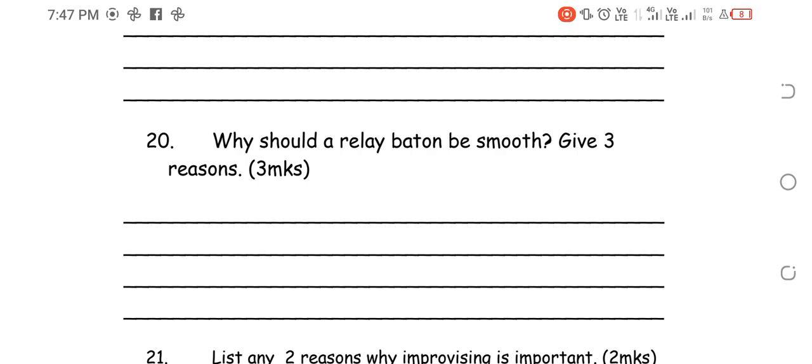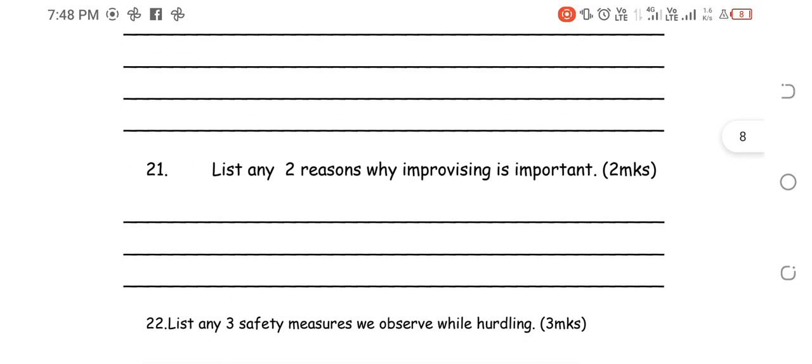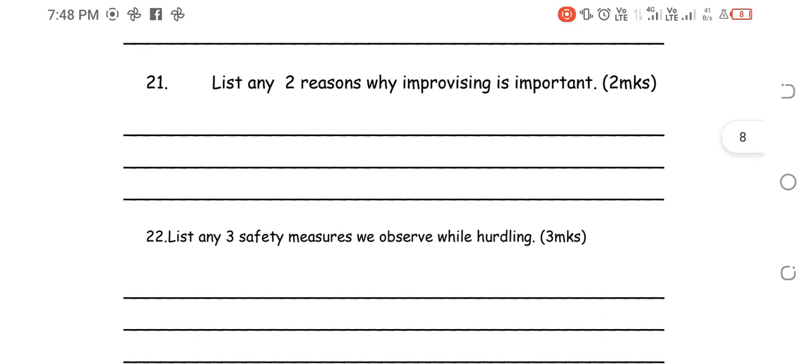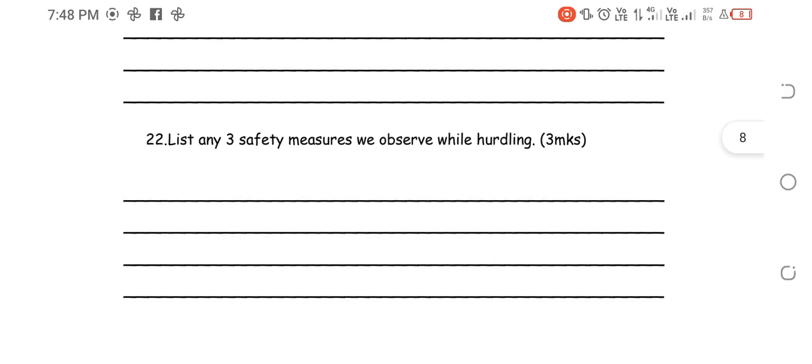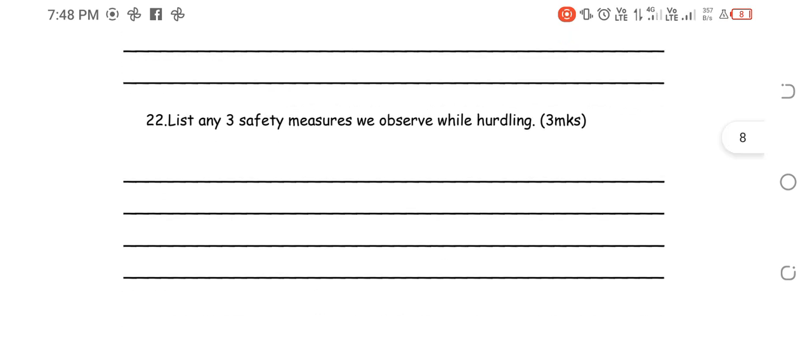They are also smooth to make sure that they land in a hand softly without causing accidents to the learners. Then 21, list any 2 reasons why improvising is important. Number 1, we improvise to generate creativity of a person, and number 2, also to utilize the locally available materials to avoid their wastage.